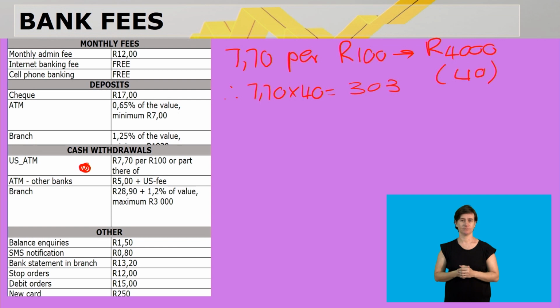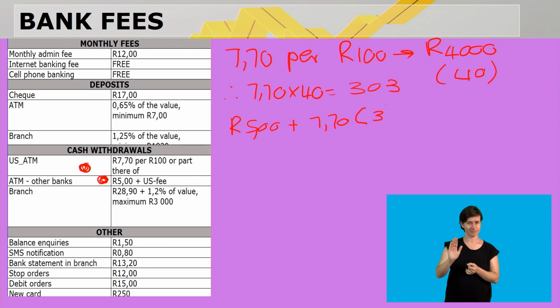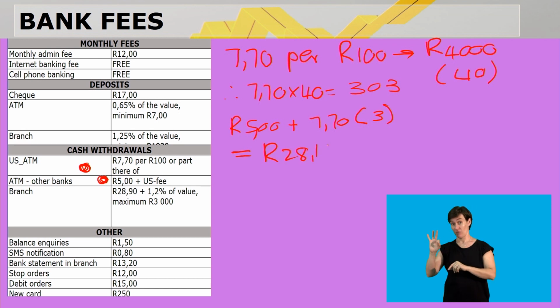Then he has got another withdrawal, 250 Rand from another ATM. So from other banks, it's going to be 5 Rand plus our fee. So it's going to be 5 Rand plus 7.70 Rand times 3, which is then 28 Rand 10 cents.